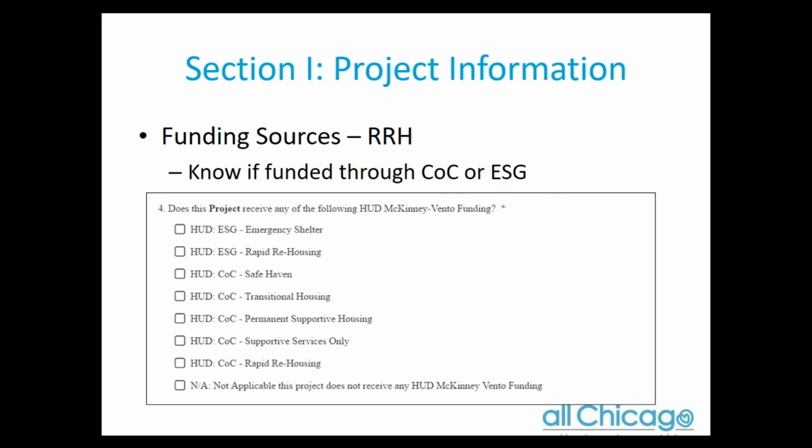So here on your screen, you'll see a snapshot of what the survey looks like. ESG or COC is funded through the HUD McKinney-Vento, so you'll have to indicate which one of those programs it is. If you receive DFSS funding for ESG, you would indicate the HUD ESG Rapid Rehousing. If you receive rapid rehousing funding through the COC, and that's through the NOFA application, you'd indicate the COC rapid rehousing.